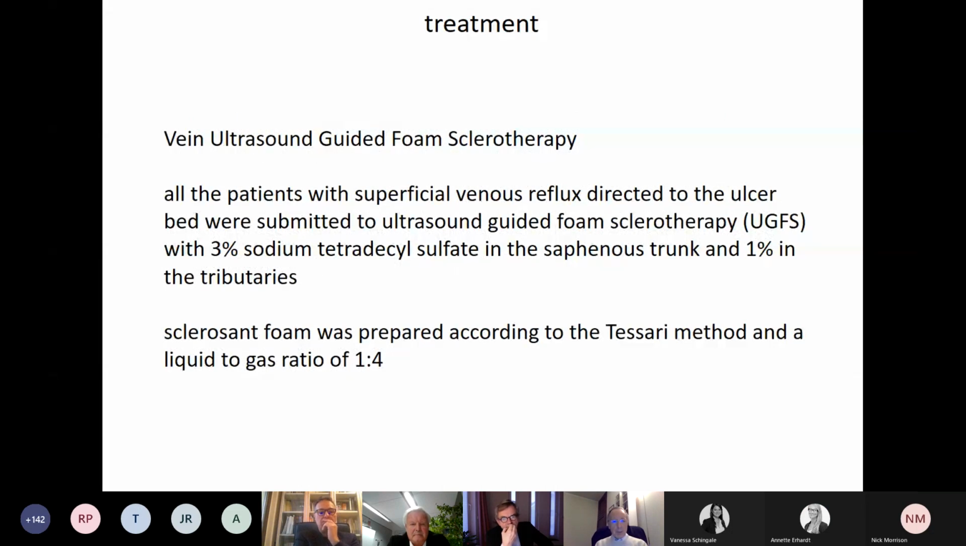I don't want to say too much on this. All of you know very well vein ultrasound-guided foam sclerotherapy. It was performed with sodium tetradecyl sulfate, 3% in the trunk and 1% in the tributaries, and the sclerosant foam was prepared according to the Tessari method with a ratio between liquid and gas of 1:4.